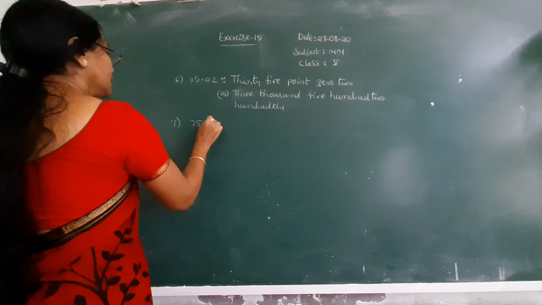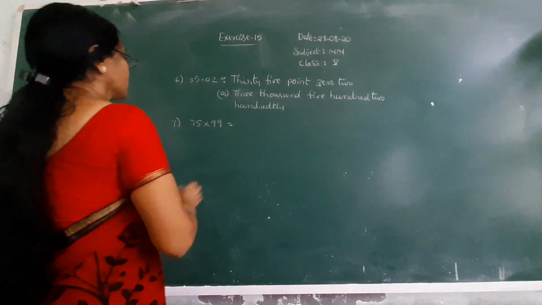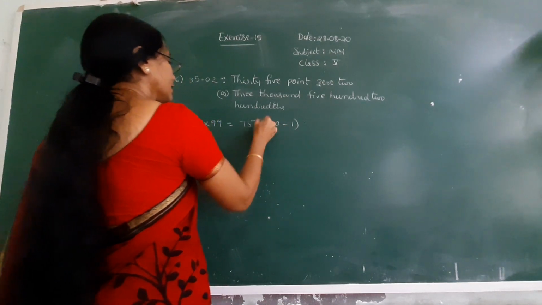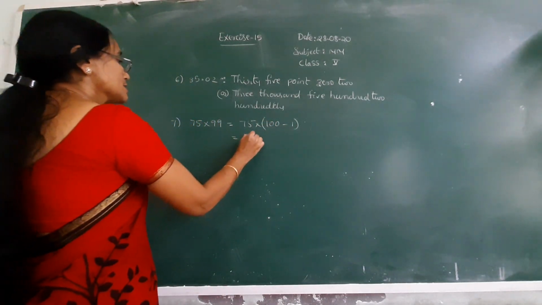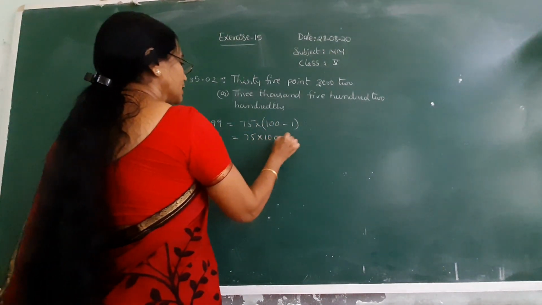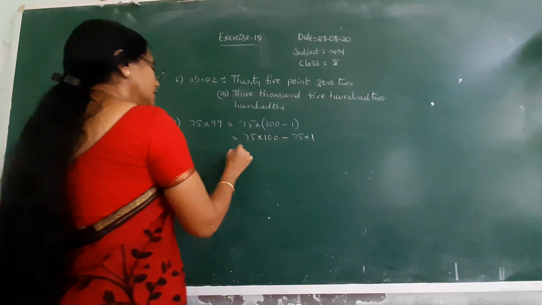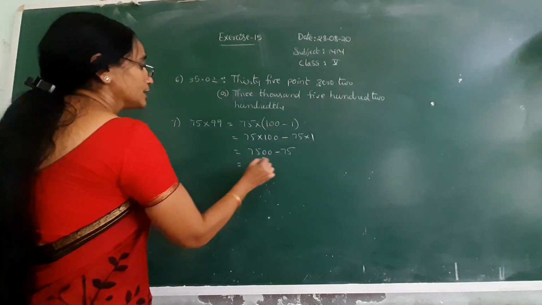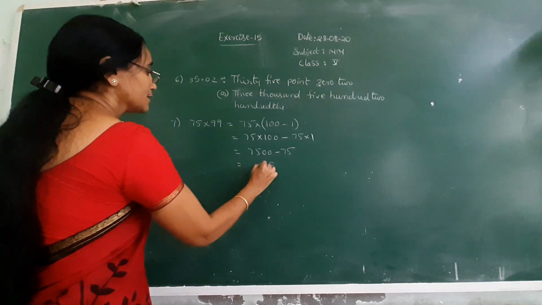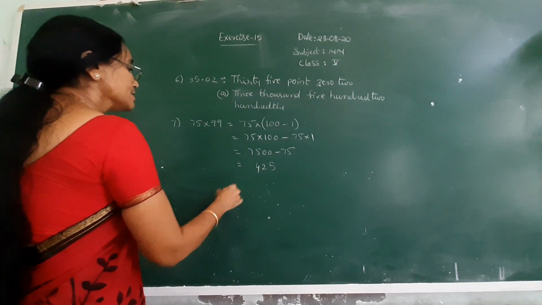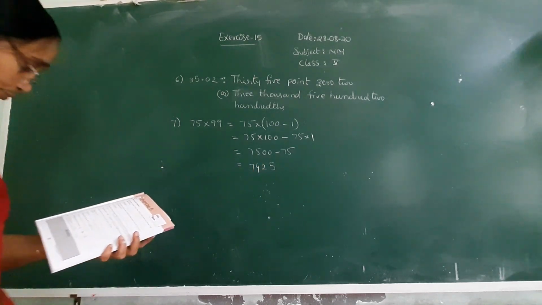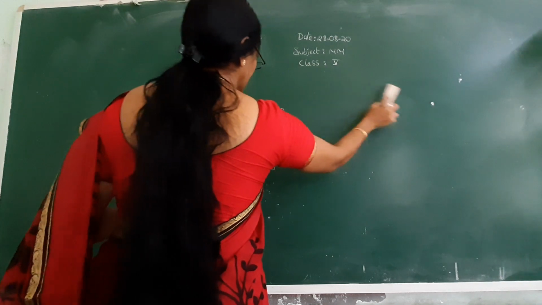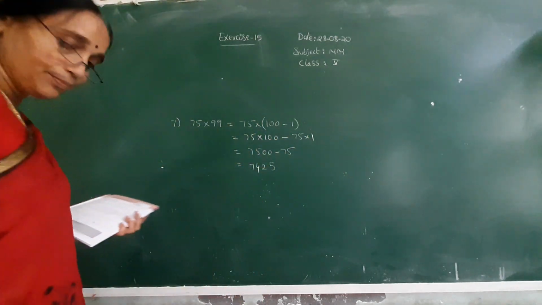75 into 99. We have to use distributive law here. 75 into 99 written as 100 minus 1. 75 into 100 minus 75 into 1. 7500 minus 75. So that is 5. 9 minus 7 is 2. You took borrow, it is 4 and 7. 7425. Next they are asking to write prime factors in index form.